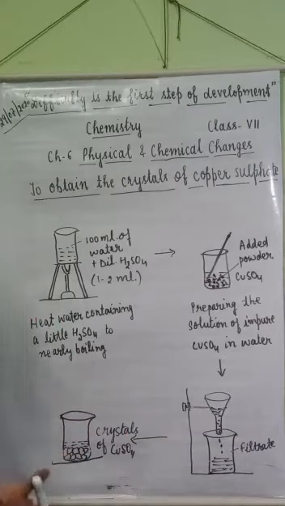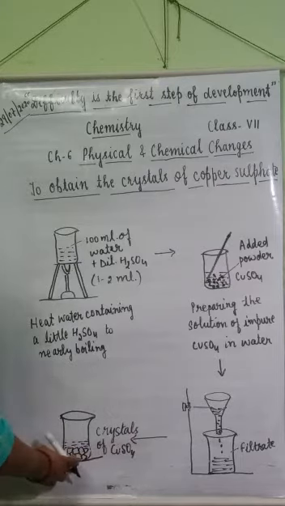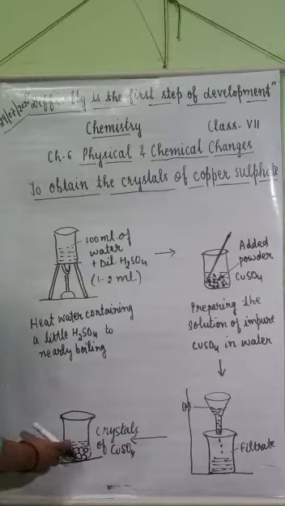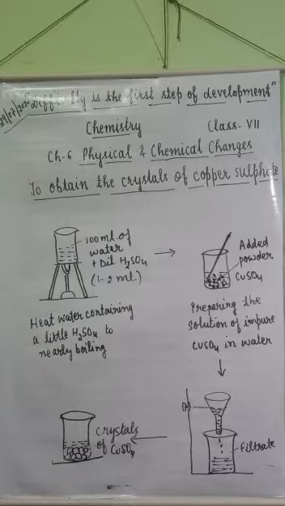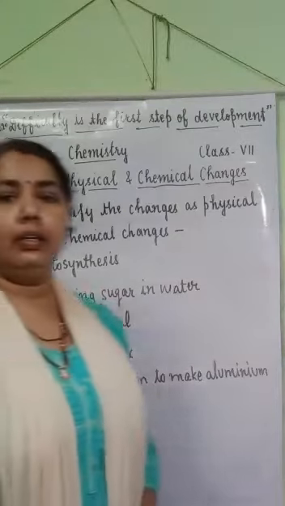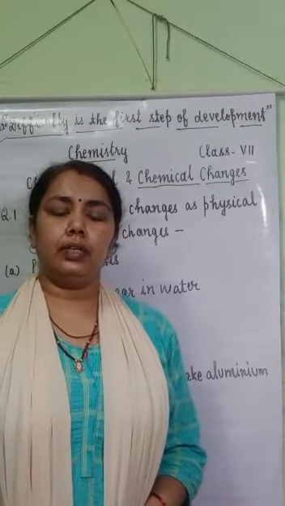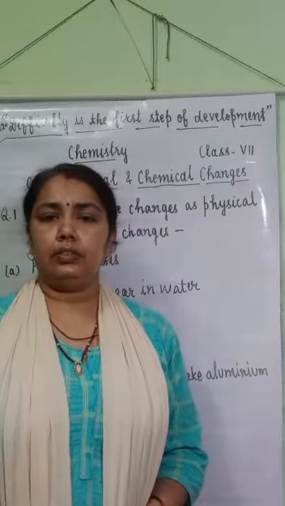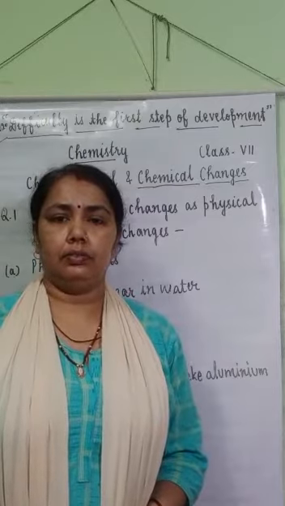If you need large crystals, you can leave it overnight, and you will obtain some crystals of copper sulphate. So in this way you can obtain the crystals of copper sulphate. In this way you can obtain the crystals of sugar and salts also.